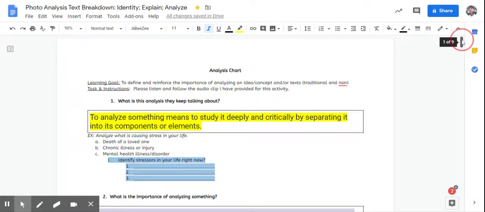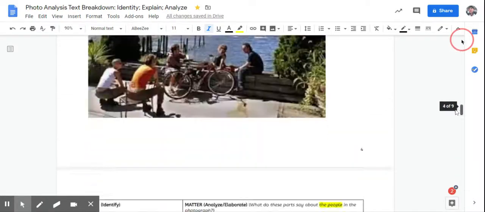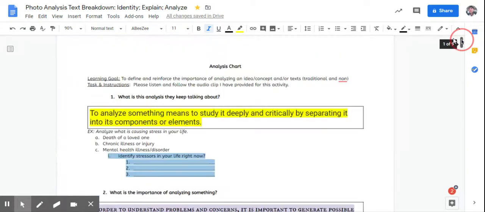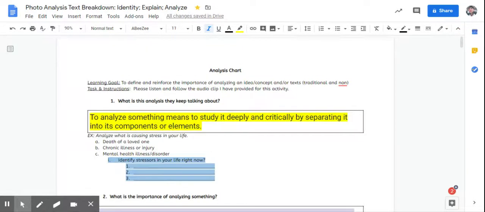And then once you are done with this activity, you're just going to go back to the Canvas page and submit it. This is really going to be the main focus for this particular week.